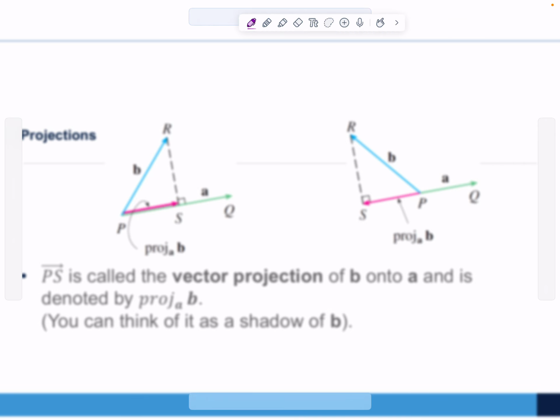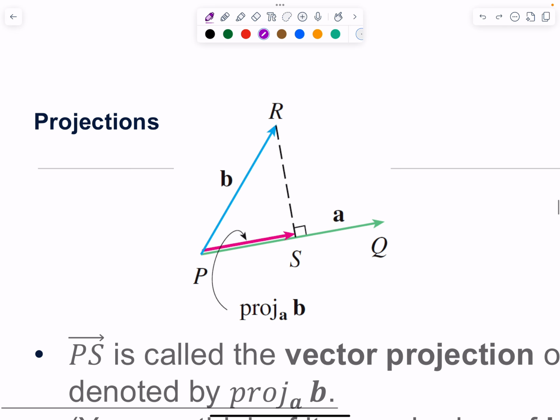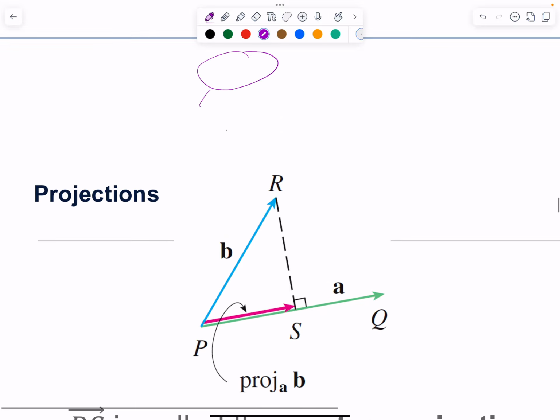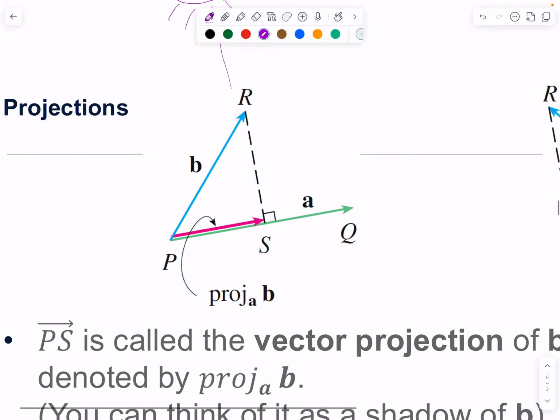So can I get this to go up there? Sure. One way to look at it is the projection of B onto A. It's kind of like if you had a very bright light, or if you're out in the sun, and the sun is shining, and it makes vector B cast a shadow onto vector A. And so the shadow, that's the projection. It's like what you would get if you flattened vector B down onto vector A.